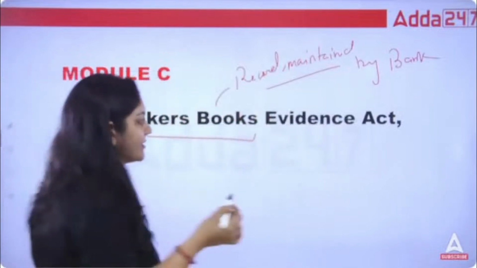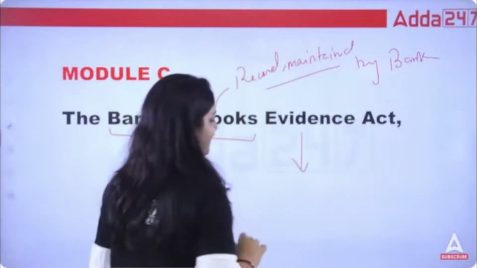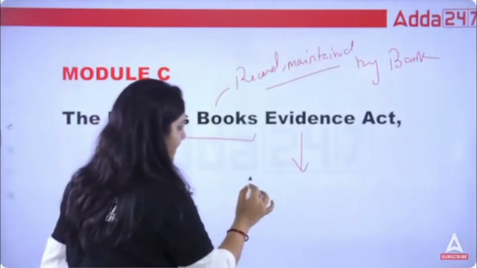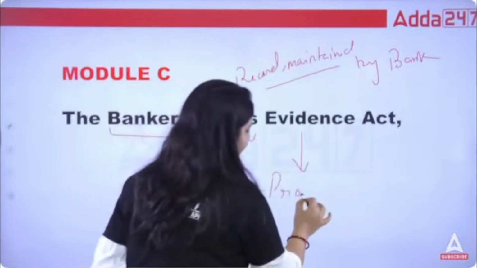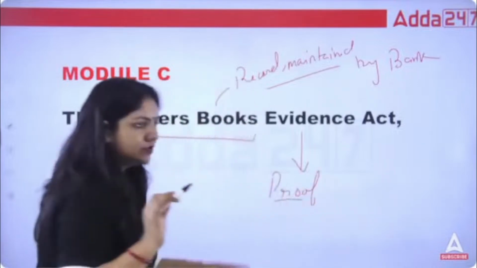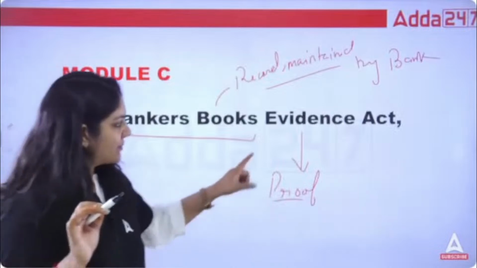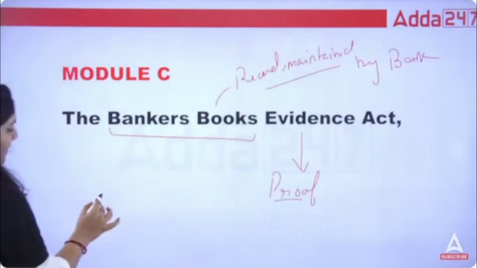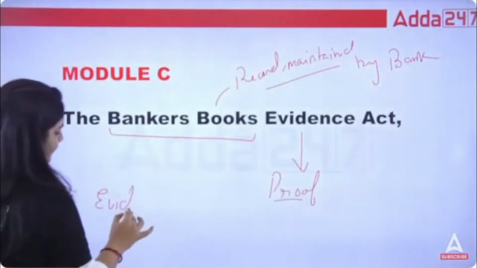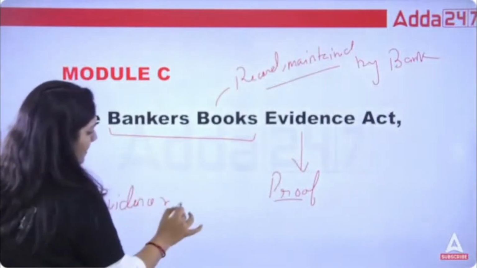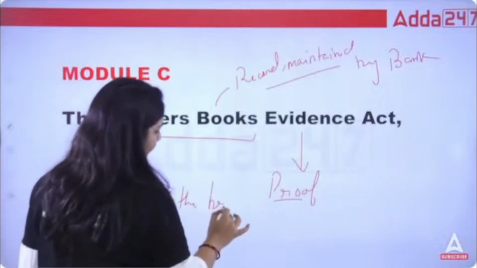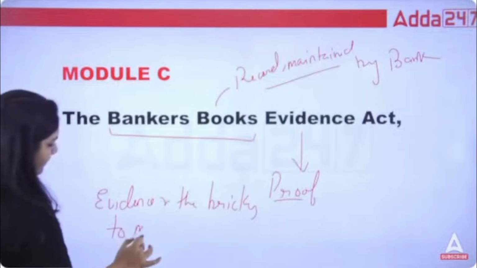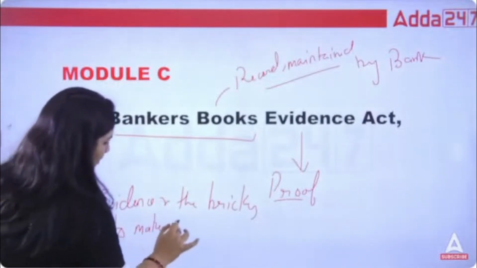Okay, and what is evidence? Evidence is basically, you can say there are 2 words, evidence and proof. So what is the basic difference between evidence and proof? See, evidence are the bricks, right, to make the wall of proof.